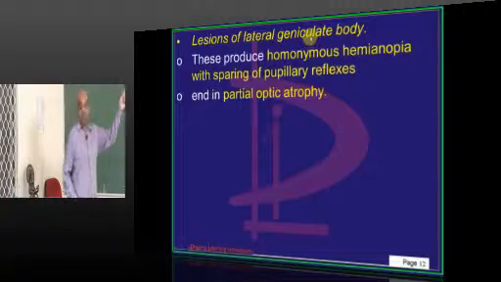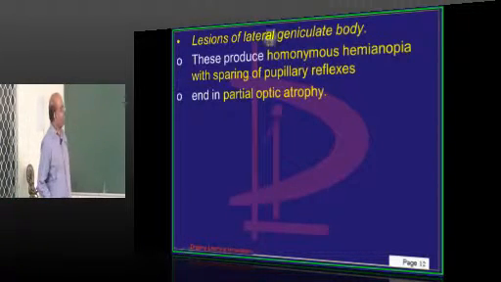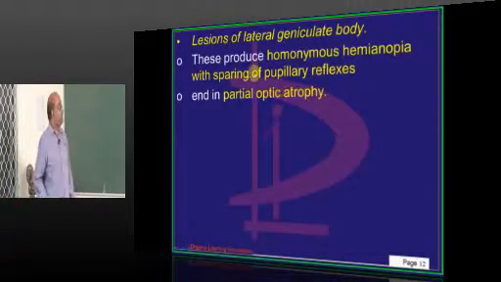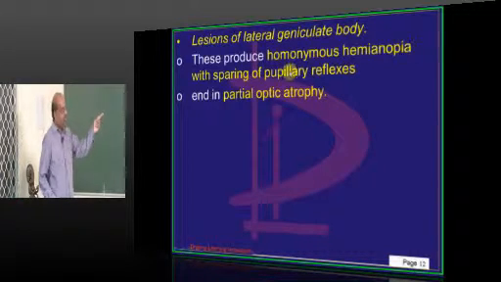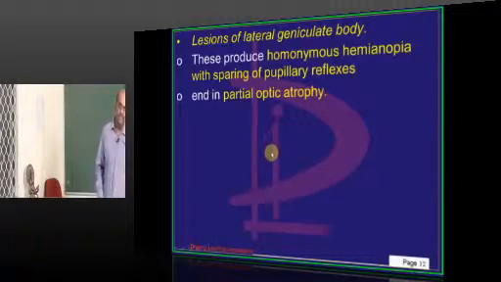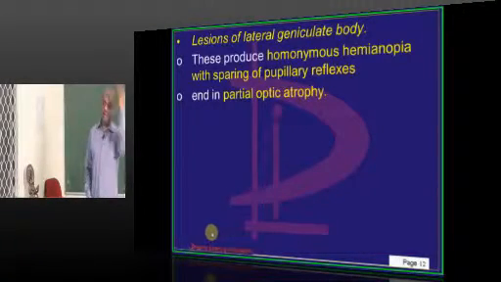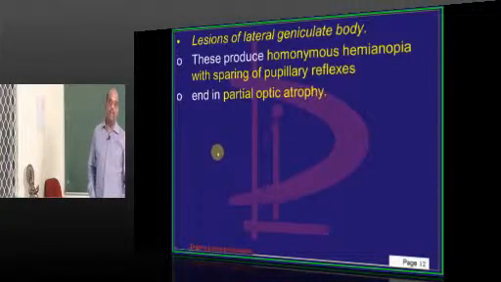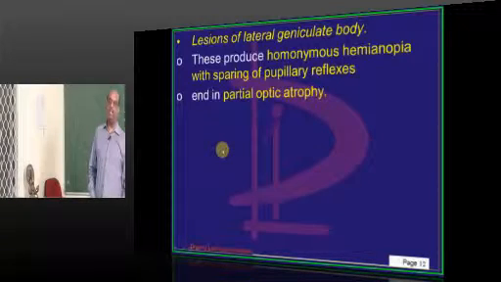So if there is a problem in lateral geniculate body, what will happen, doctor? It will produce homonymous hemianopia, but pupillary reflexes are not affected. Why? Lateral geniculate body, where is it located? Above the level of the pretectal nucleus in the midbrain.